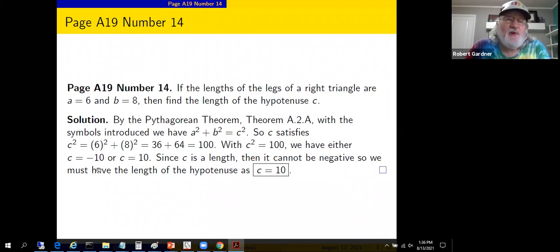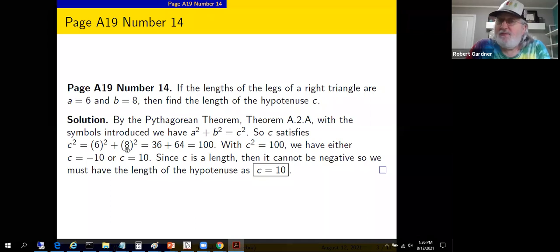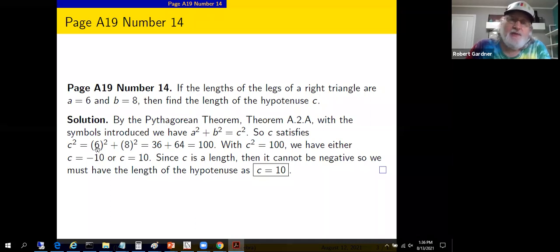So c must satisfy: a equals 6, so we'll get 6 squared, plus b equals 8, so 8 squared. 6 squared is 36. 8 squared is 64. Sum those, get 100. We must have c squared equals 100. Let's do this very carefully. What numbers when squared equal 100? Well, there's two of them. So c is either -10 or +10.